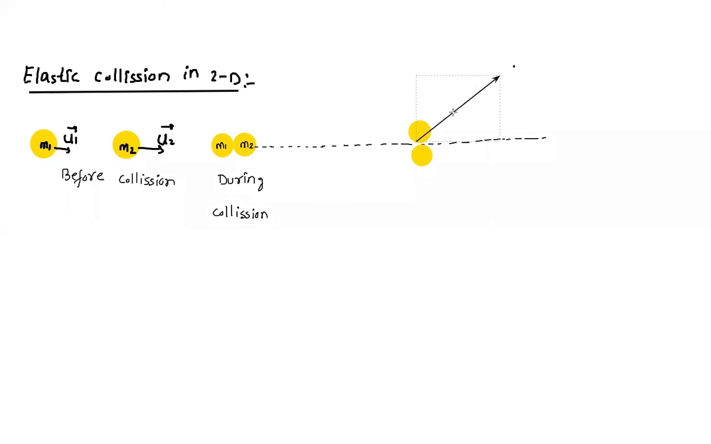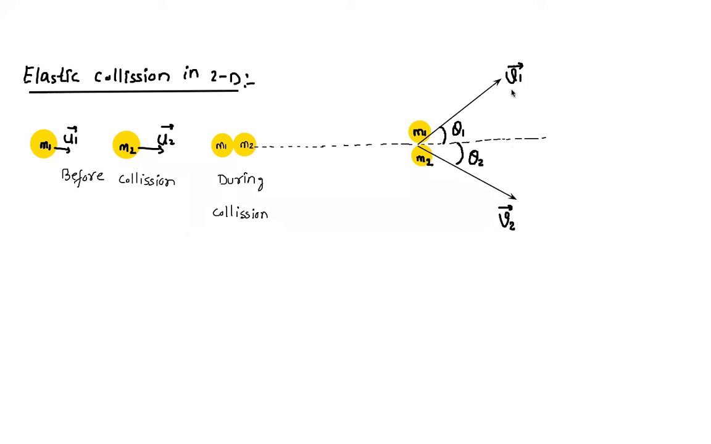So the first particle is moving in this direction. The second ball is moving in this direction. So in this sense, this is 2D, that after collision, both the bodies move in different directions. It's moving here with a velocity v1. This angle is θ1. This is moving here with a velocity v2. And this angle is θ2. This is m1 and this one is m2.